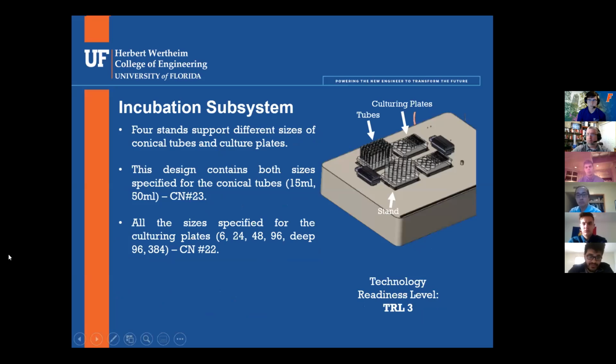And then moving to the incubation subsystem, it consists of a combination of conical tubes and culture plates. The system accommodates all the sizes that were specified in customer needs 22 and 23. The design contains both the sizes specified for the conical tubes, the 15 ml and the 50 ml, and all the sizes specified for the culturing plates that range from 60 to 384.